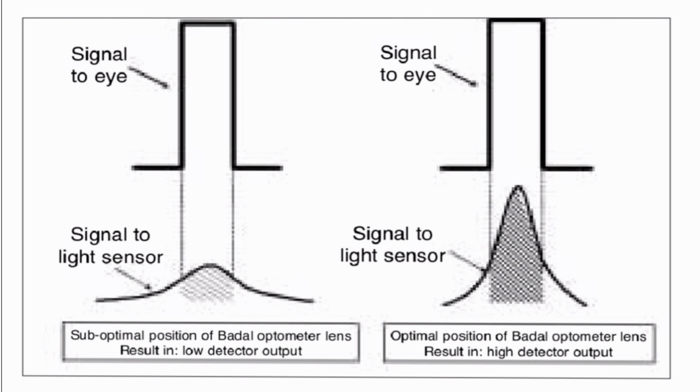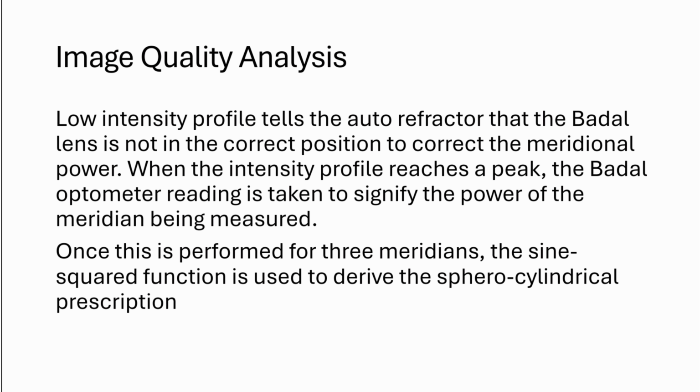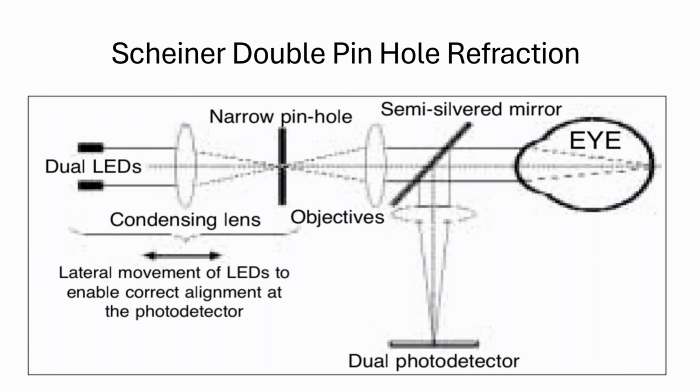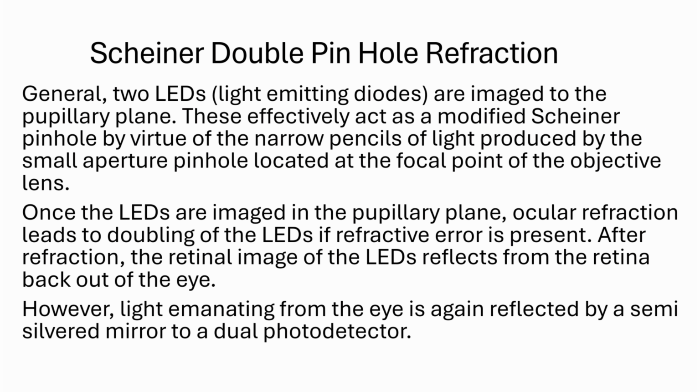When the higher intensity profile reaches the peak, the Badal optometer reading is taken to signify the power of the meridian being measured. Once this is performed for 3 meridians, the sine squared function is used to derive the spherocylindrical prescription. And the second type, Scheiner's double pinhole refraction. In general, 2 LEDs are imaged to the pupillary plane. These effectively act as a modified Scheiner's pinhole by virtue of the narrow pencil of light produced by the small aperture pinhole located at the focal point of the object lens.